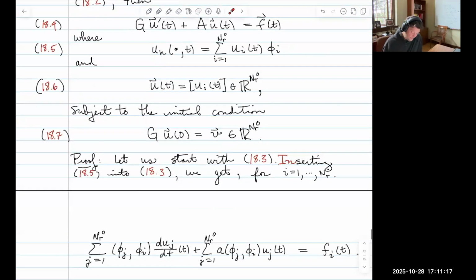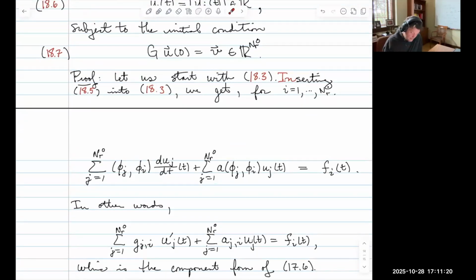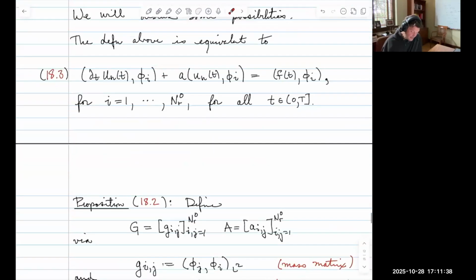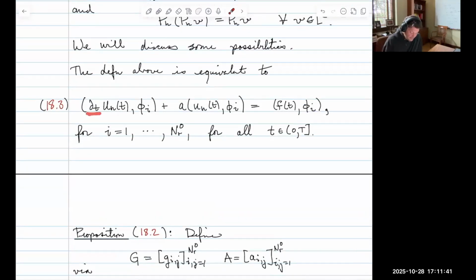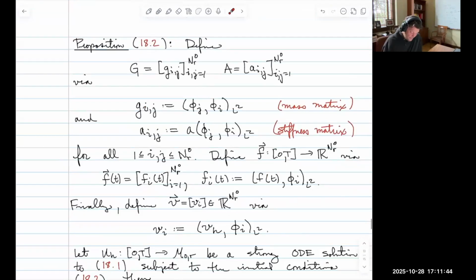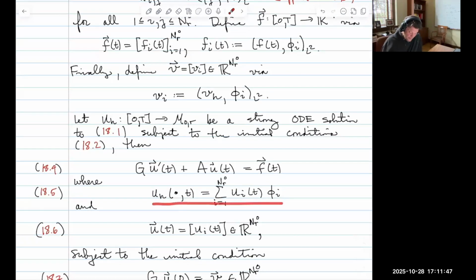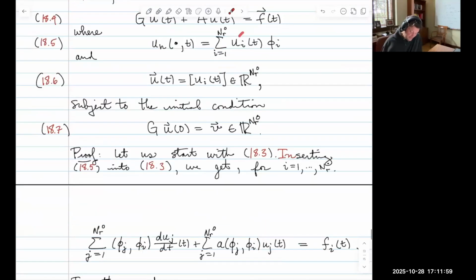Well, if I do that, I can pull out the coefficients with respect to u because they don't depend on space. When I do that, I get a time derivative. Why do I get a time derivative? Well, let's look at 18.3. I'm taking the time derivative of that thing which I'm expanding like this. The time derivative doesn't see this guy. It only comes on this and sees this guy. But once it hits this, it's no longer a partial derivative. It's just an ordinary derivative.